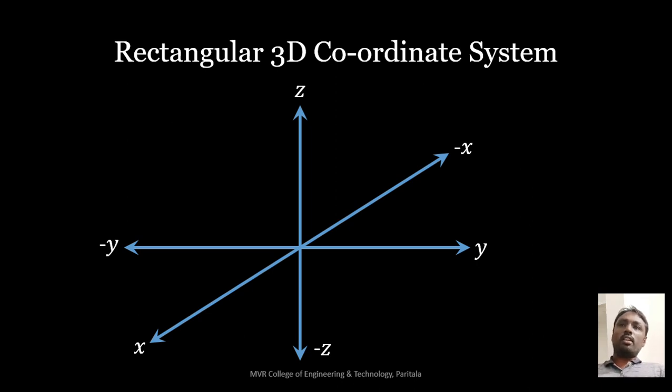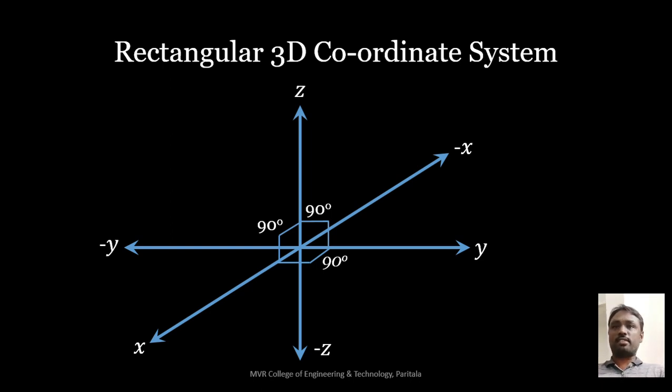What must a coordinate system follow? If you take any two different axes, the angle between them must be 90 degrees. Let us take the positive x and positive y. What is the angle between them? It was 90 degrees. Similarly, let us take y and z. What is the angle between them? It is also 90. So z and x, it is also 90.